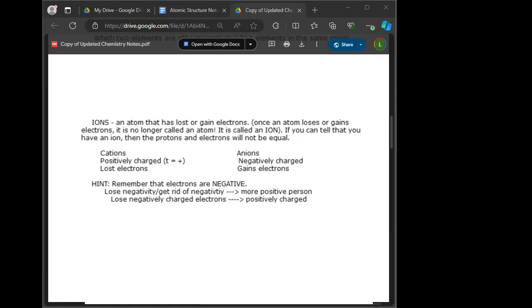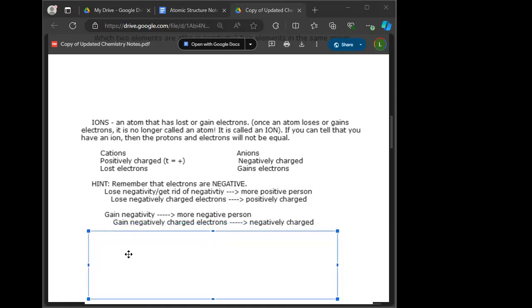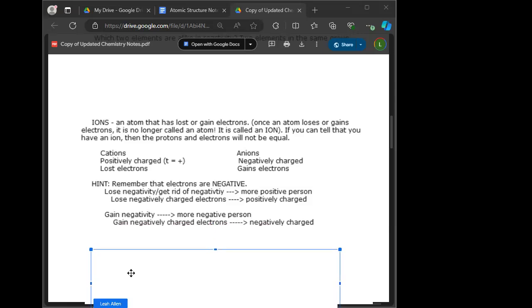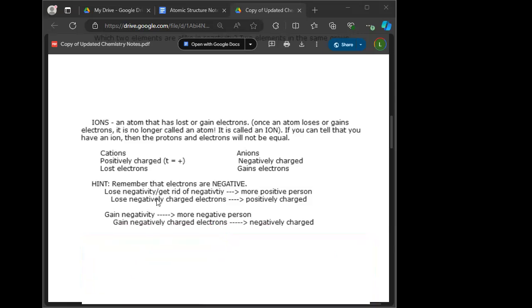Okay, now with the anions, anions are negatively charged. So again, if we think about it like with people, if you gain negativity, you just become more negative. And so when an atom gains negatively charged electrons, it will also become negatively charged.